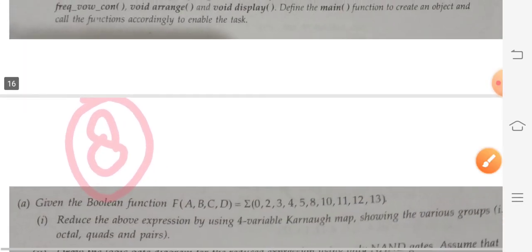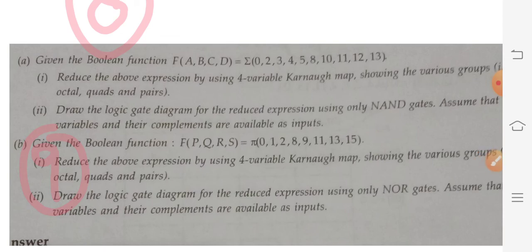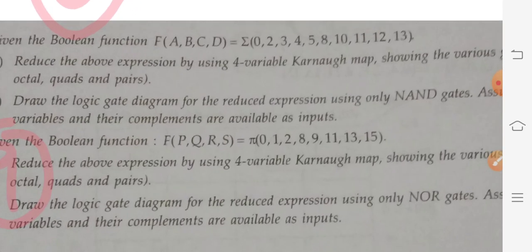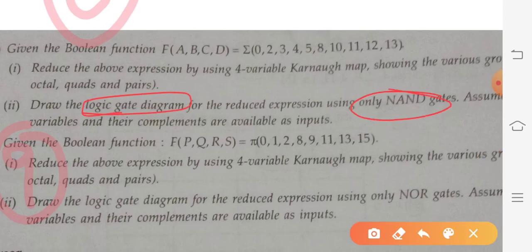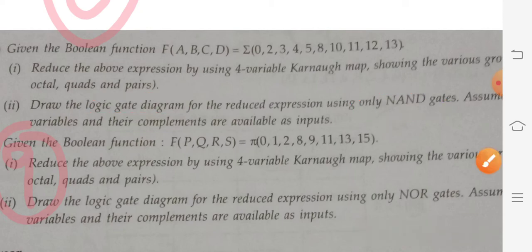Next, given the Boolean function F(0, 2, 3, 4, 5, 8, 10, 11, 12, 13). Same question, what you have to do again: make a 4-variable K-map, solve it, and according to that draw the logic gate diagram for it using only NAND gates. Now this was the 8th question.